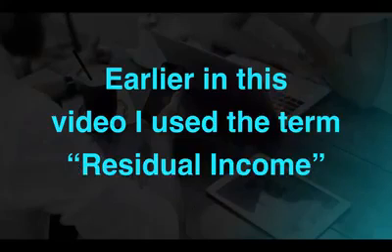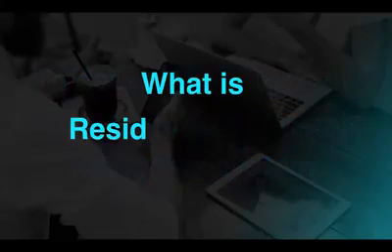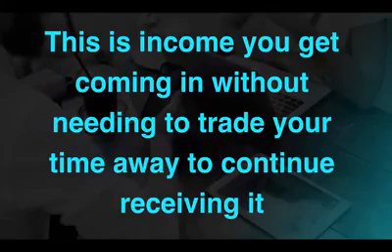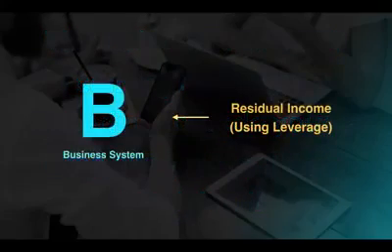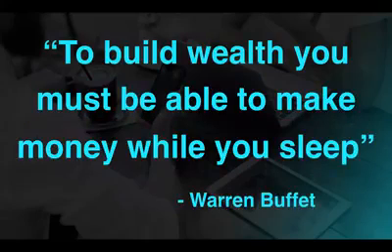Now, you might remember, earlier in this video, I used the term residual income to describe the type of income you can generate using this system. What is residual income? This is income you get coming in without needing to trade your time away to continue receiving it. That's what you generate as a business system owner, residual income, using the first wealth building principle we're going to focus on in the next video called leverage. Warren Buffett said, to build wealth, you must be able to make money while you sleep. That's exactly what this system allows you to do.